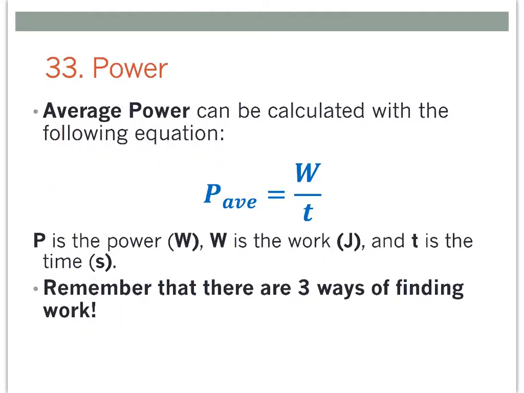Equation-wise, the average power is simply the work divided by the time. Keep in mind that there are 3 ways of finding work. So you're going to have to think about what information you're given and decide exactly how you're going to get the work done in a particular problem. It is average power, as you note, because it's simply the work over a period of time. If we wanted instantaneous power, we'd have to do calculus, we'd have to do a derivative. We're going to focus just on average power for this class.